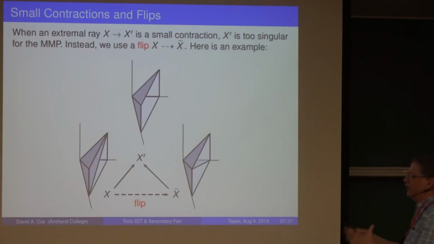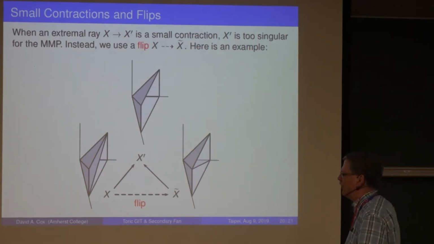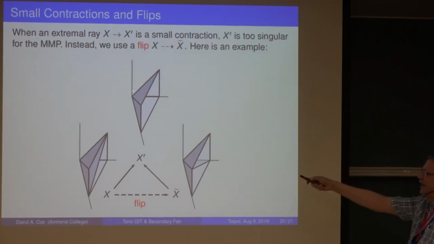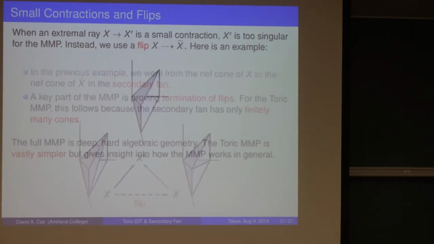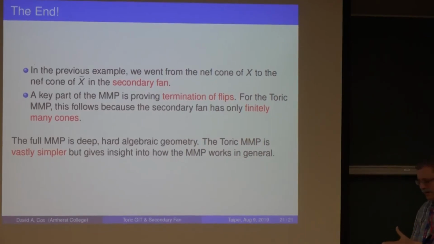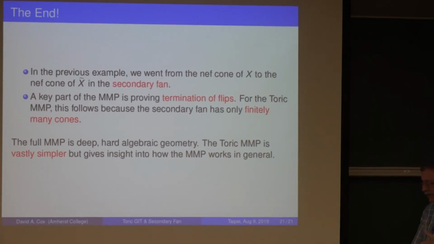And the idea is that if you're in a situation where things work nicely, this has better properties. So the actual minimal model program says that when you do a small contraction, you don't use this guy, you instead do a flip. And then in the minimal model program, you have a series of steps: either you have a Mori fibration, which takes you to something lower dimensional. That's easy because you assume by induction lower dimensions, or you do a divisorial contraction.